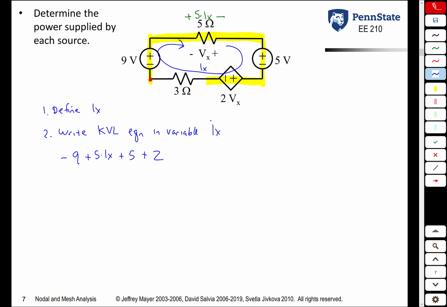Vx is the voltage across the 5 ohm resistor, and we already determined that the voltage across that resistor is also 5Ix. But notice the orientation of the Vx variable has a plus on the right, 5Ix has a plus on the left. So Vx is negative 5Ix. So we're going to rewrite Vx as negative 5Ix. Why is it that way? Because the way we defined Ix, the plus is on the left, and Vx is predefined with the plus on the right. Finally, we go through this 3 ohm resistor. Once again, its voltage is going to be 3 times Ix.